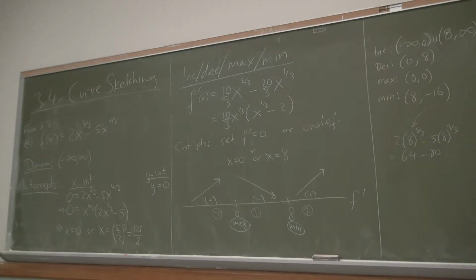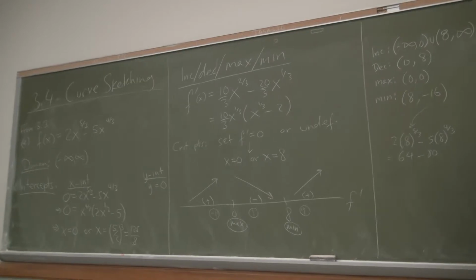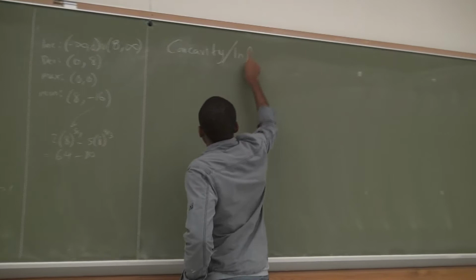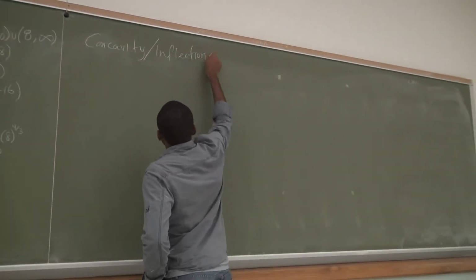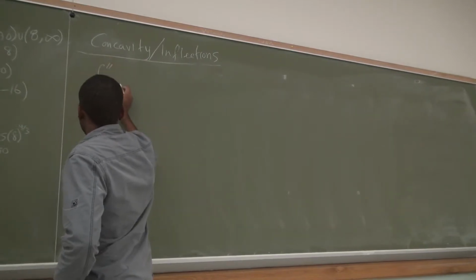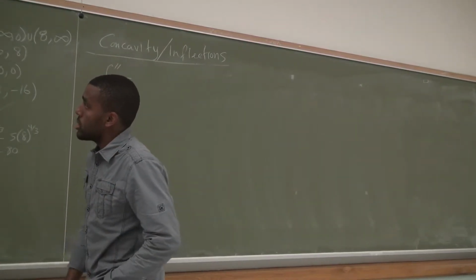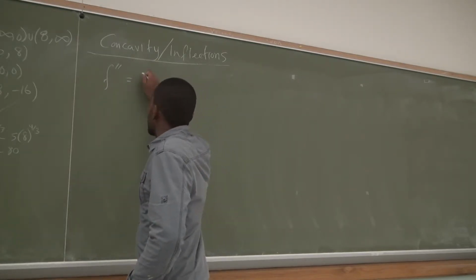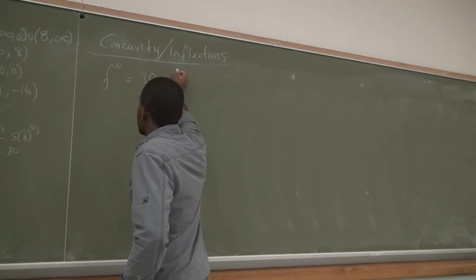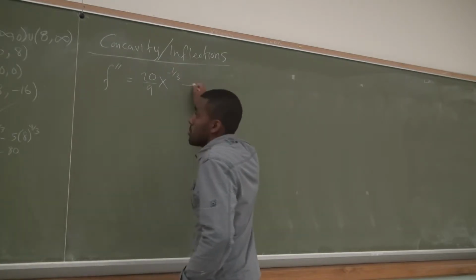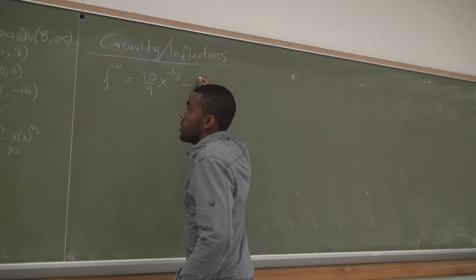All right, now the next thing we do. Well, we have to find the concavity and inflections. What tells us about that? The second derivative, right? Which is, in this case, going to be what? This is going to be 20/9 x to the, minus what?